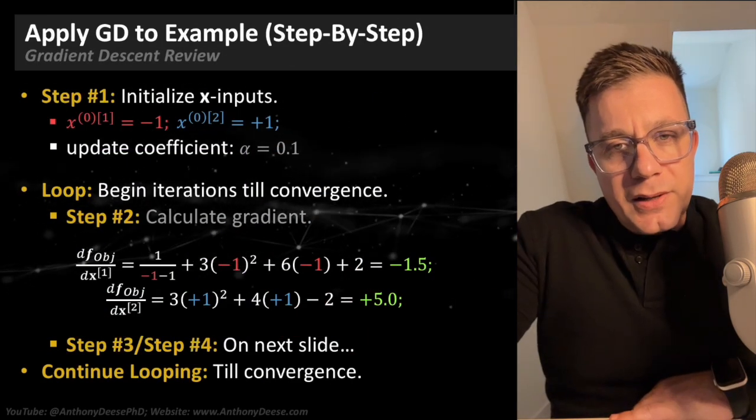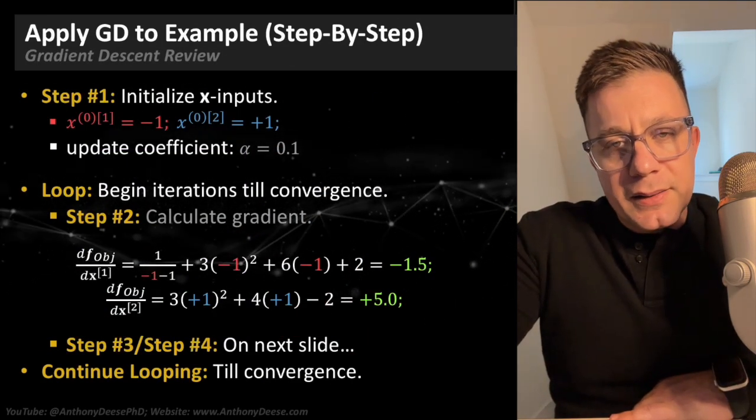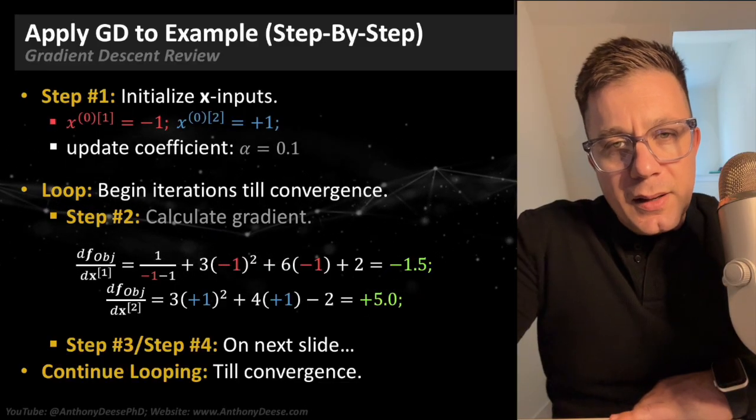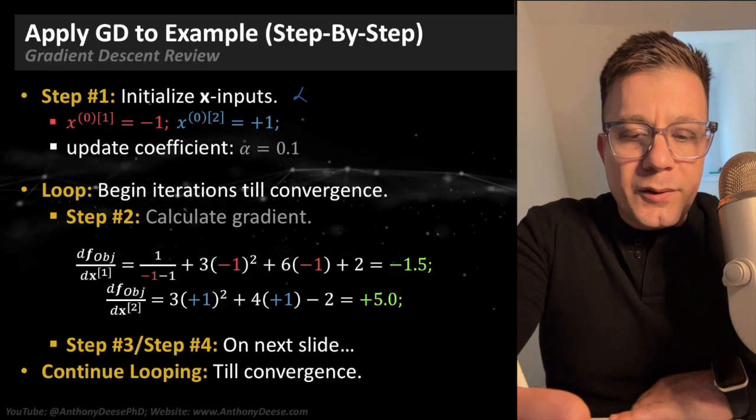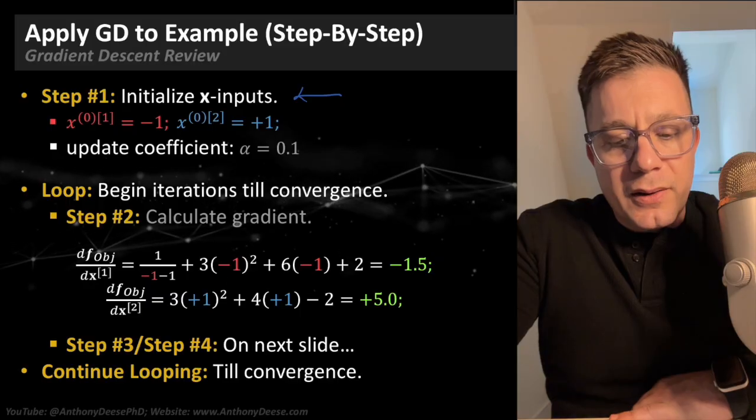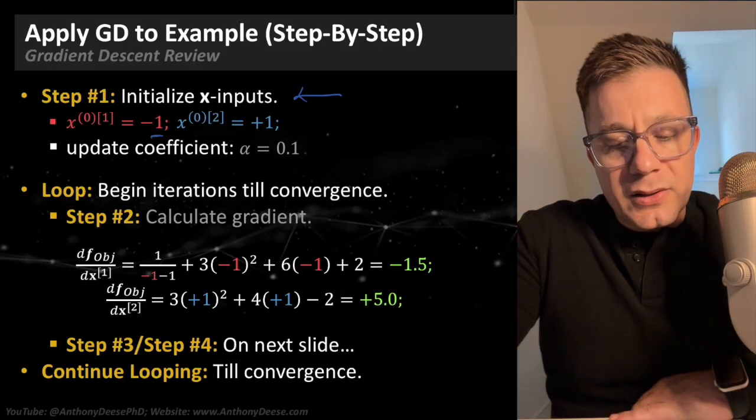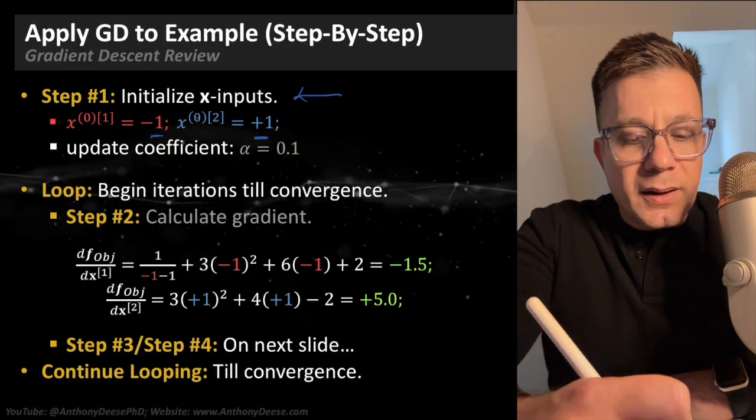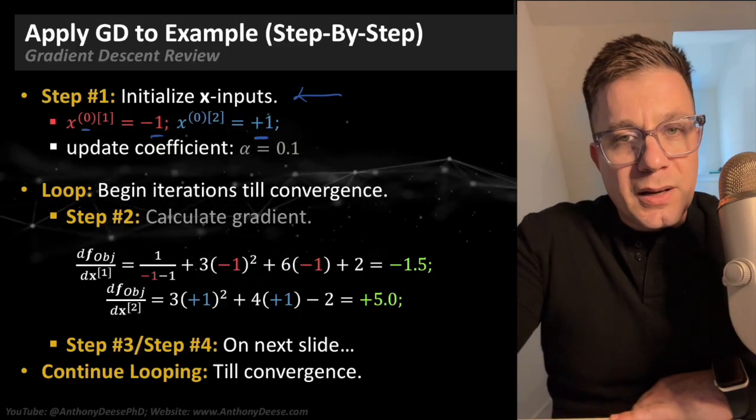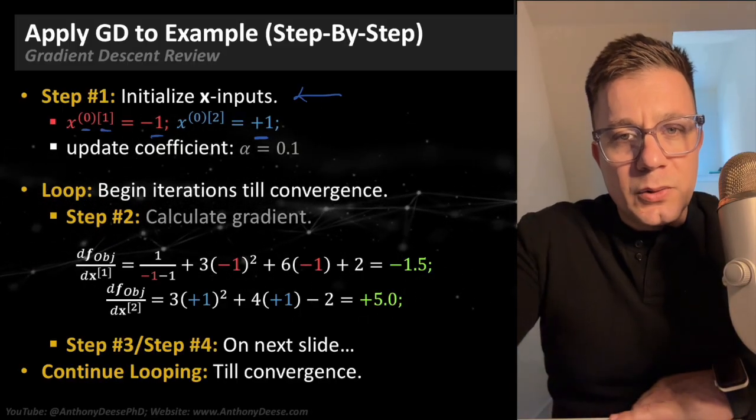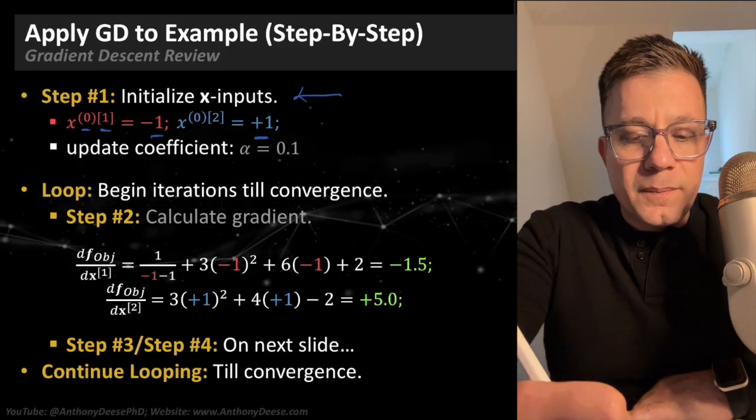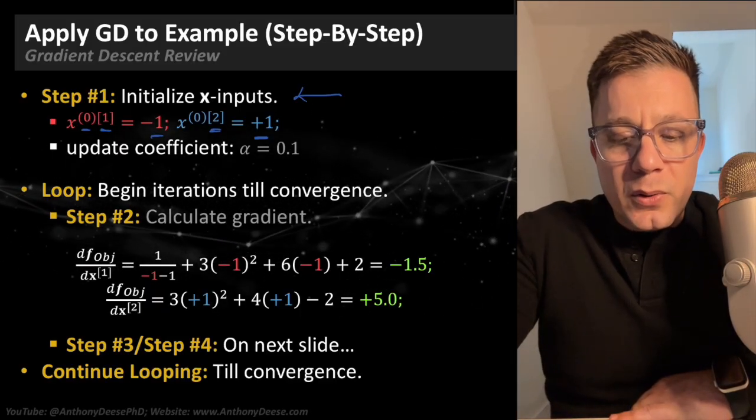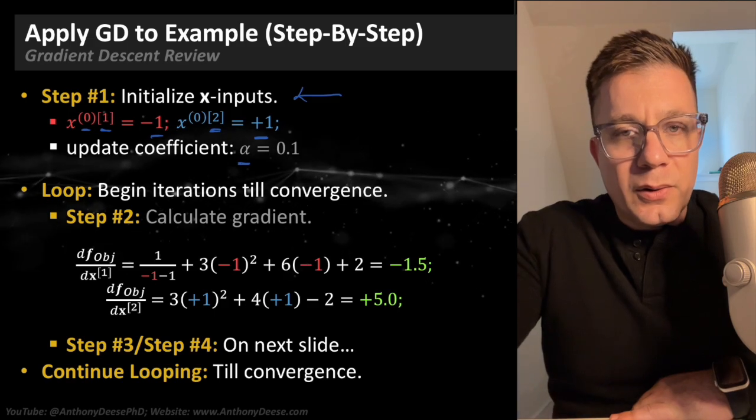Now that we better understand the update expression, we can apply gradient descent to our highly nonlinear example, and we'll go through this step by step. The first thing we'll do is initialize our x variables. We see that the initial condition of x1 is -1, and the initial condition of x2 is +1. Note again that the parentheses superscript tells us the iteration number, and the bracketed superscript tells us which variable it is, so x1 or x2. We're also employing an update coefficient, an alpha value of 0.1.